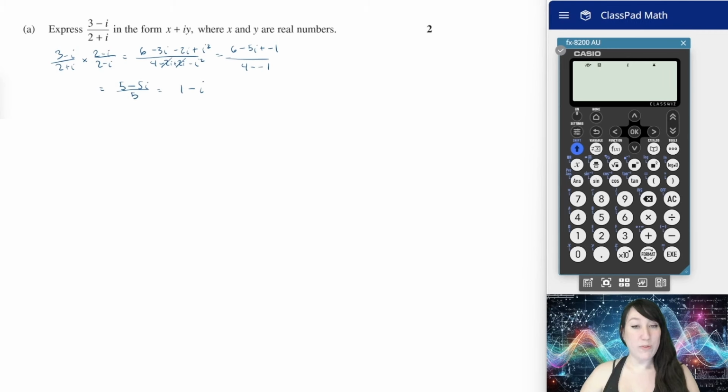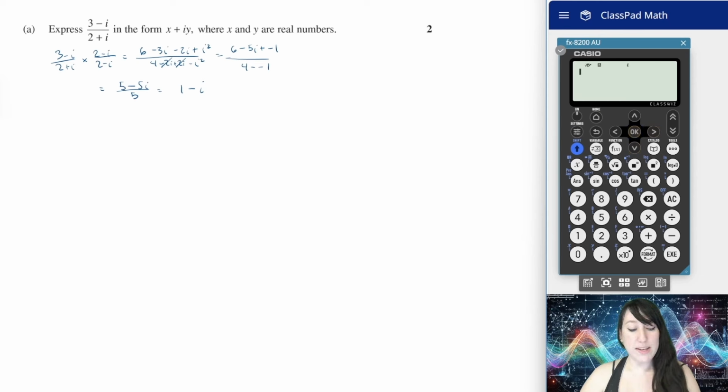Now, before we move on, I wanted to show you what you can do with a Casio FX-82AU in terms of working with complex numbers. So, it is a 2-mark question, so you still need to do the working out. But you could check your answer here to question 11a. Here's how you do that. So, go to the home screen if you're not there already, and go to complex mode.